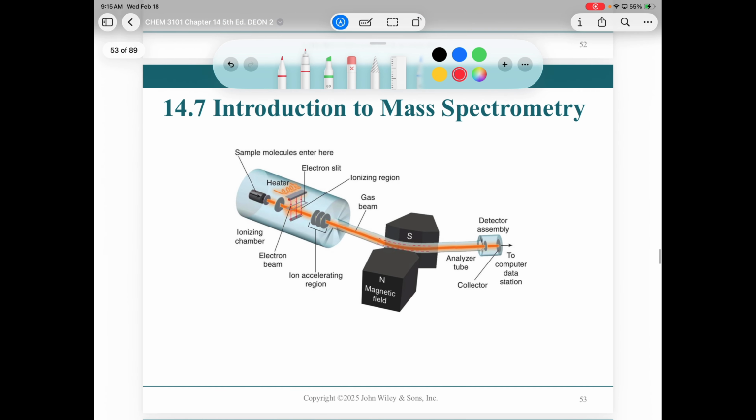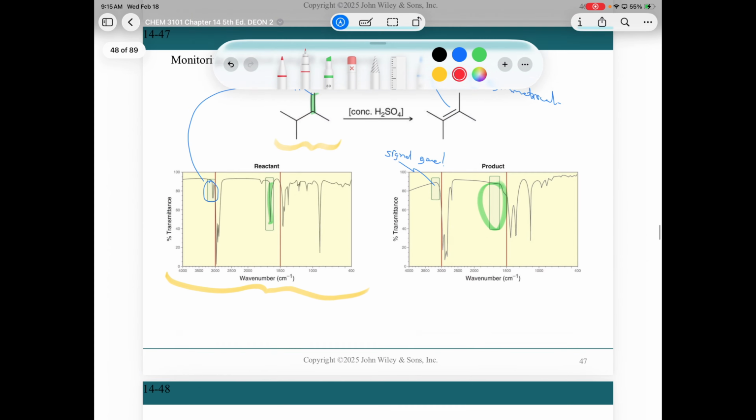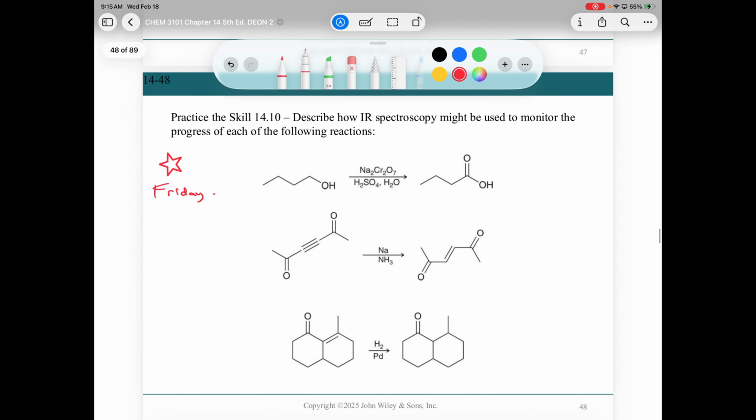So that pretty much covers all of infrared spectroscopy. And so what we'll do at the start of class on Friday, there was this question here. I'd like you guys to try that. Try all the practice problems on the infrared spectroscopy, and if there's something you can't figure out, come and ask me.